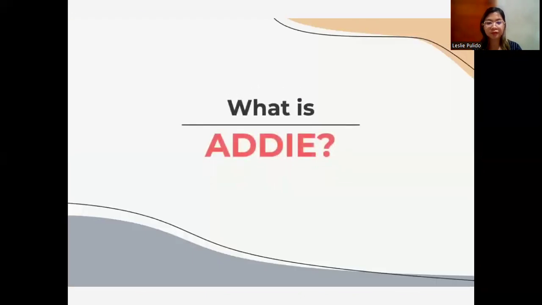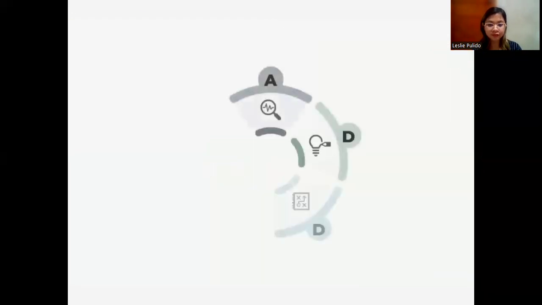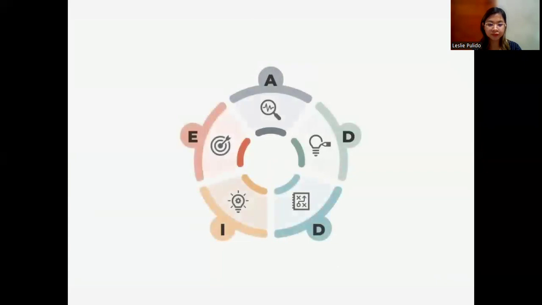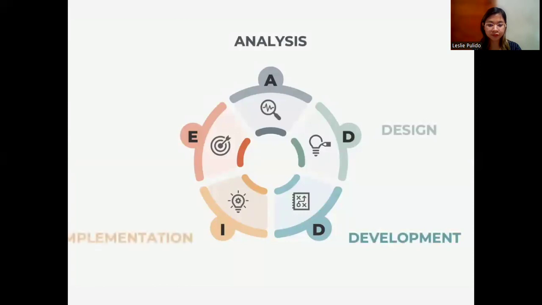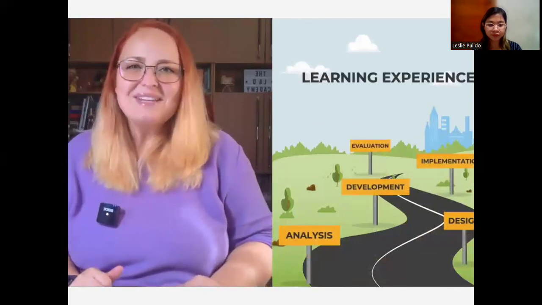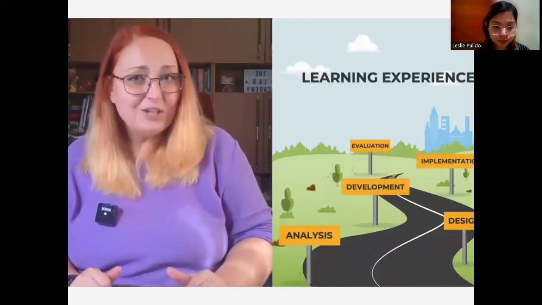First things first, what is ADDIE? ADDIE is an acronym that stands for the 5 steps you take to create a training course: analysis, design, development, implementation, and evaluation. Think of it as your step-by-step guide to crafting learning experiences that not only engage but truly resonate with your audience.